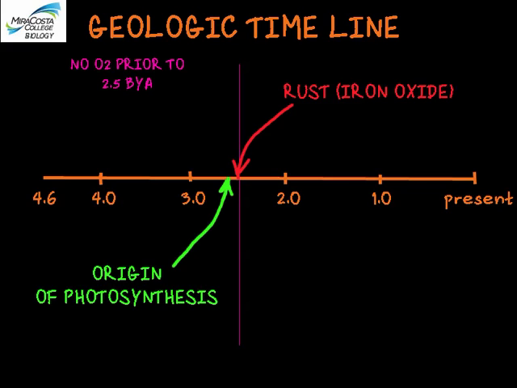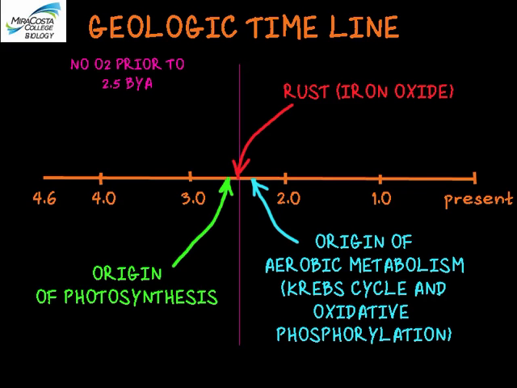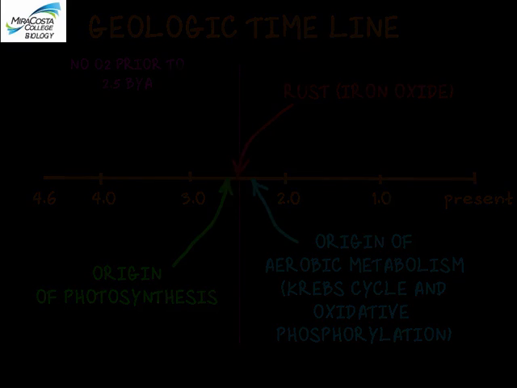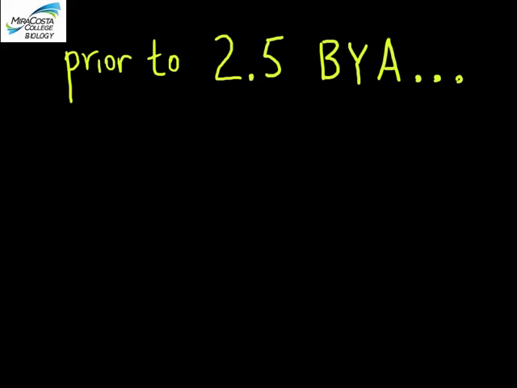The evolution of aerobic metabolism that we described in the previous videos must have occurred well after the evolution of photosynthetic life, that is, after oxygen was first introduced into the Earth's atmosphere. Before this time, there would have been no use for a Krebs cycle or oxidative phosphorylation.